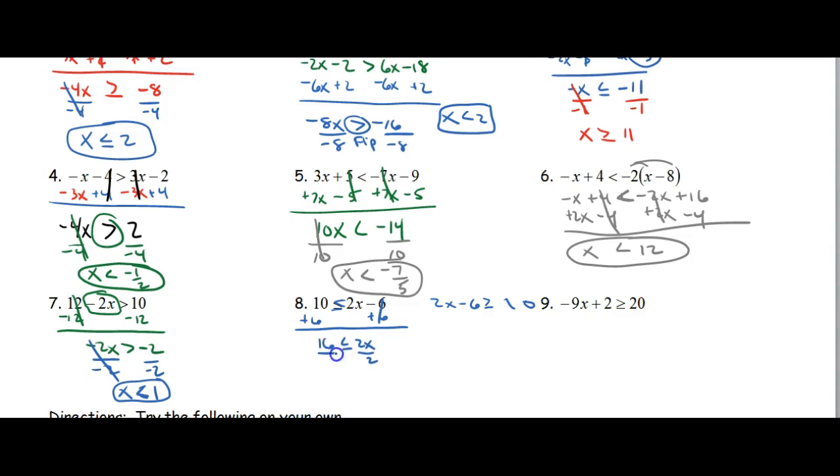Now, I can go ahead and divide by 2. I get 8 is less than or equal to x. But we don't like to leave our answer this way. We like the variable to be on the left. So if I rewrite this, I write x and 8. And what is the alligator eating here? The x. So I keep it eating the x.